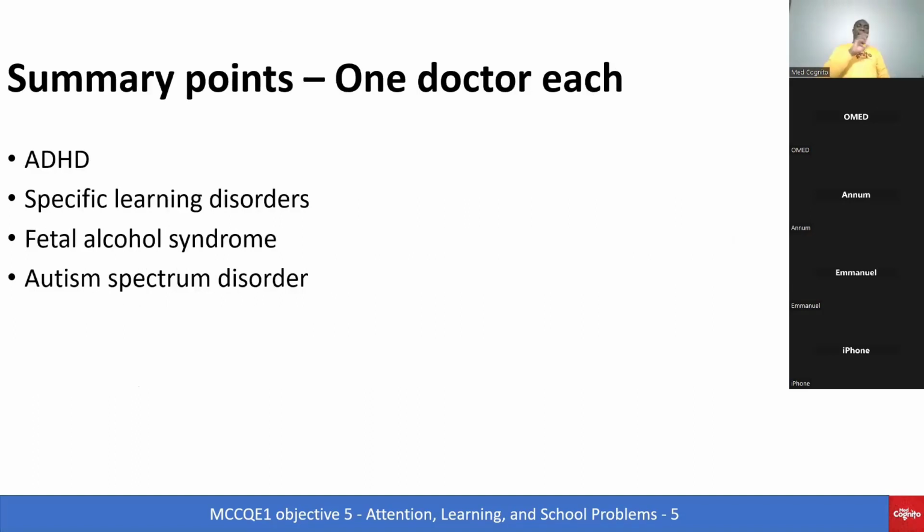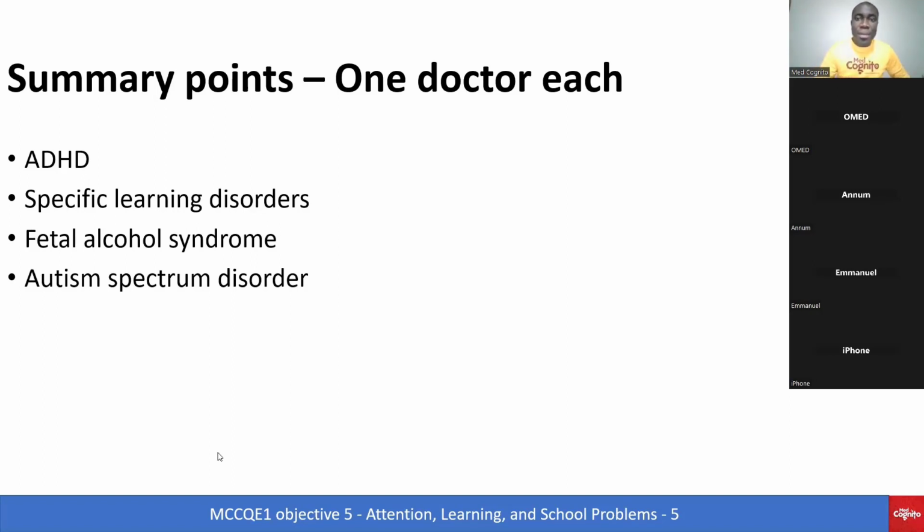So I want 4 doctors to volunteer. If you can raise your hand virtually, one will summarize ADHD: features, assessment, management. Another will summarize specific learning disorders, another will take fetal alcohol syndrome, and another will take autism spectrum disorder. Please, who will volunteer and take the first one for me?